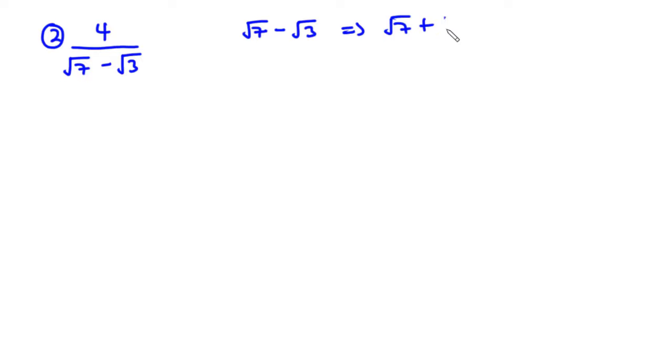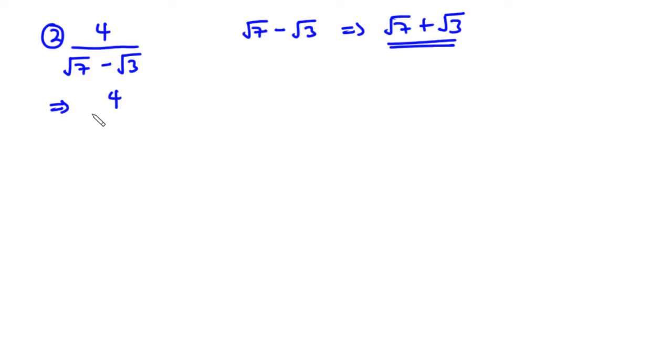So for the second question, we are going to rationalize 4 over root 7 minus root 3. So as usual, we are going to multiply top and bottom by the conjugate of the denominator. Now the conjugate of root 7 minus root 3 is root 7 plus root 3. So now let's multiply top and bottom by root 7 plus root 3.